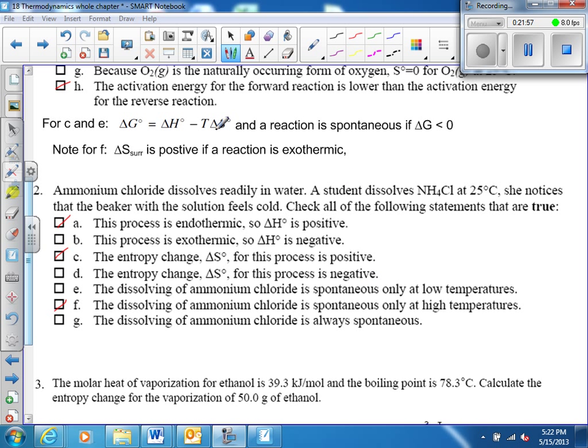If delta S is positive and delta H is positive, we need temperature to be large so that this piece is larger than this piece to get a negative delta G. That's why the dissolving is spontaneous at high temperatures.